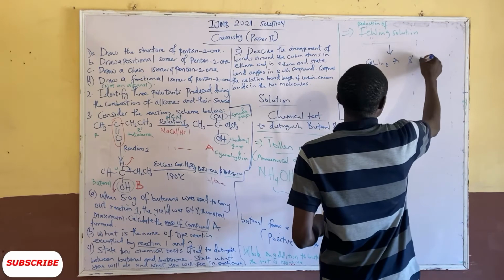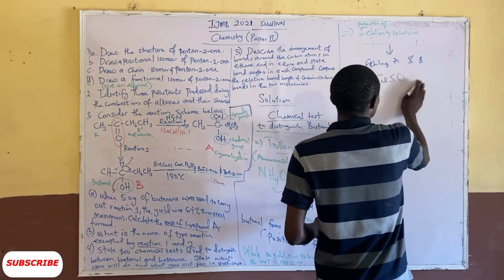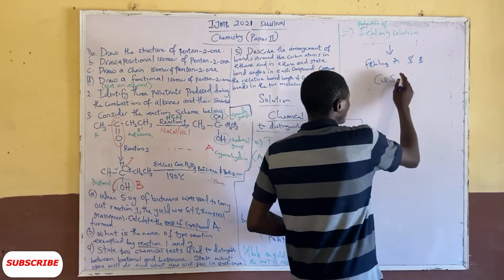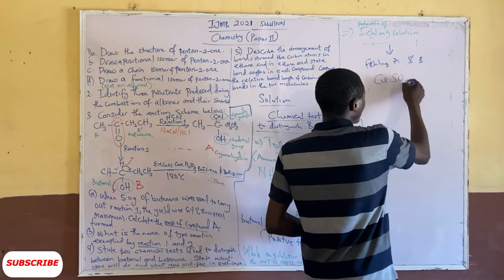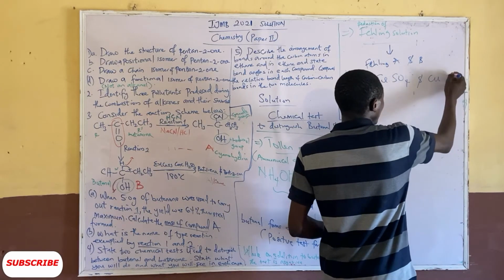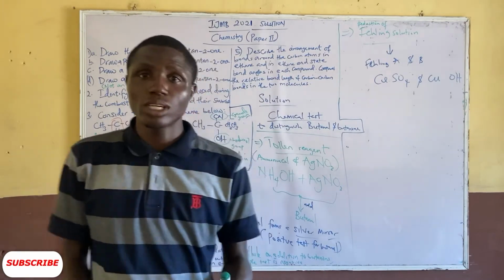Solution A and B. But it's made up of what? Fehling's solution is made up of copper sulfate and copper hydroxide, copper oxide, and so on and so forth.